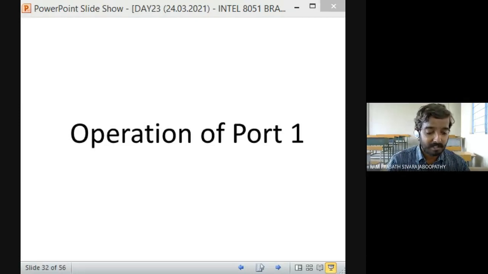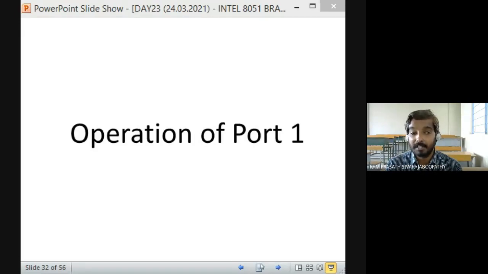For example, CPL P2.0. What will happen? CPL P2.0. Can you say whether it is a write operation or a read operation? What is the meaning of this first of all? Yes, complement the logic available in the port pin P2.0. Correct? Not complement carry.